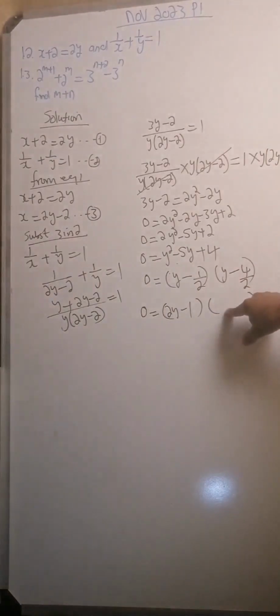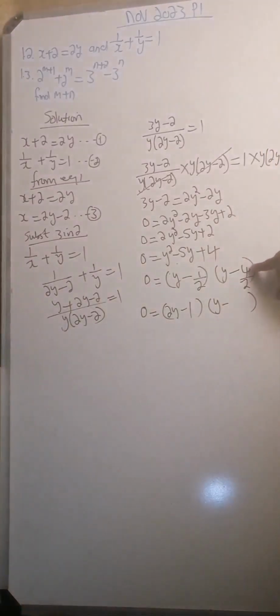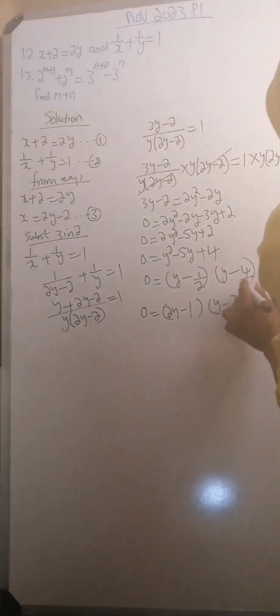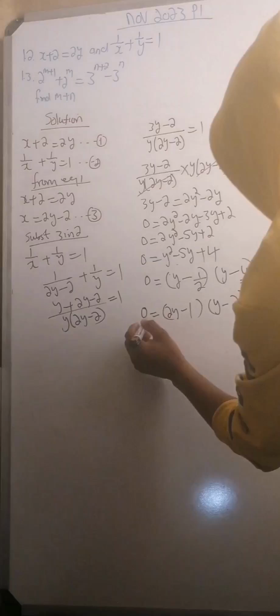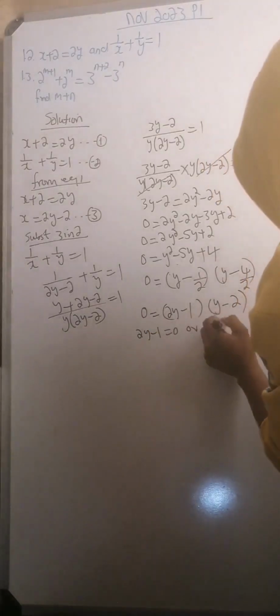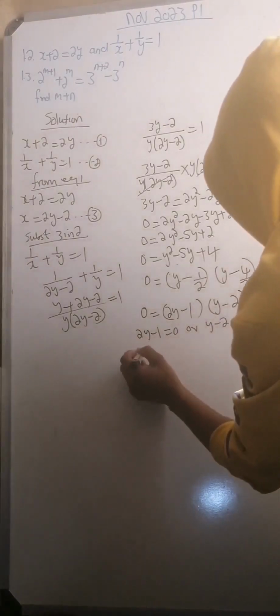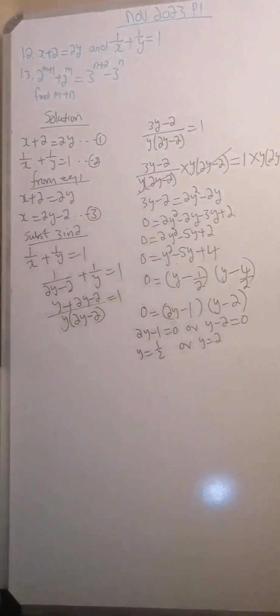And then you come here. You have your y minus, you say, can 2 go into 4? Yes, 2 times. And you are done. Here you are. And now you say 2y minus 1 equals 0, or y minus 2 equals 0. y equals 1/2, or y equals 2. Now you are done with this.